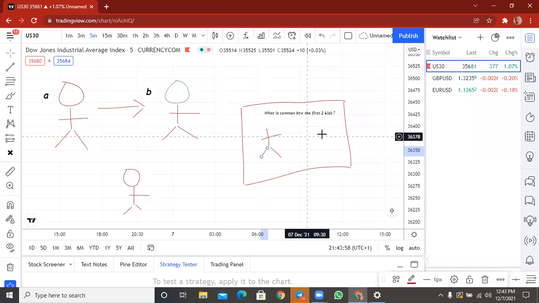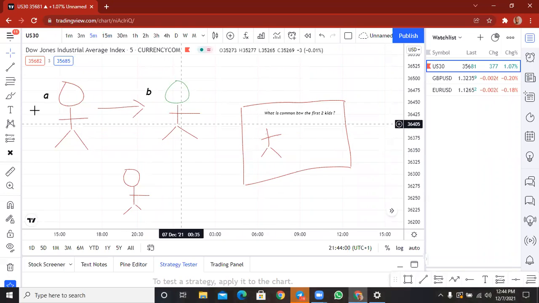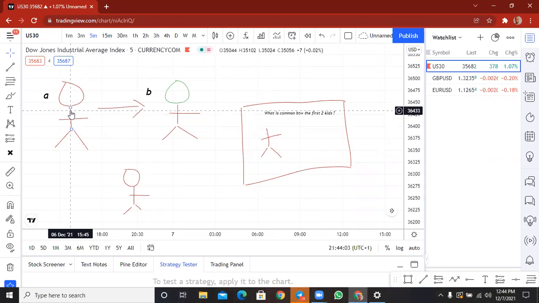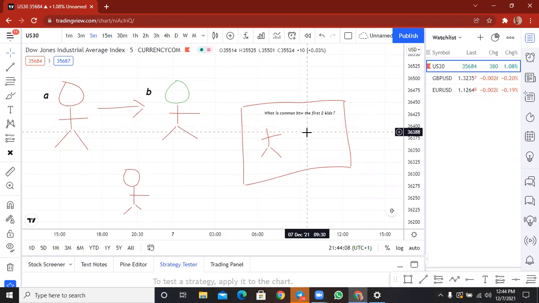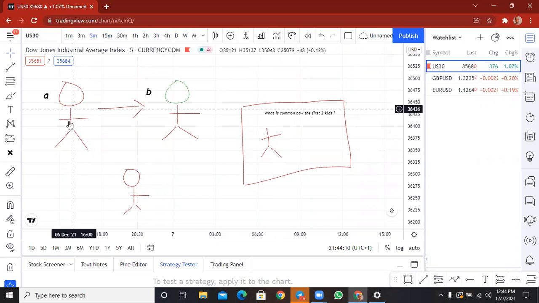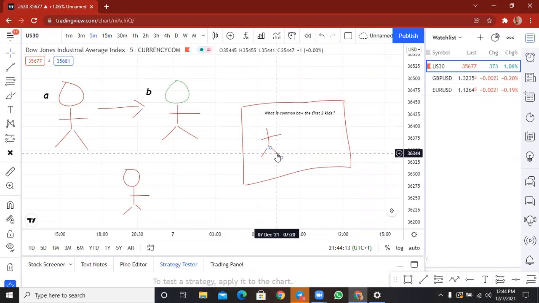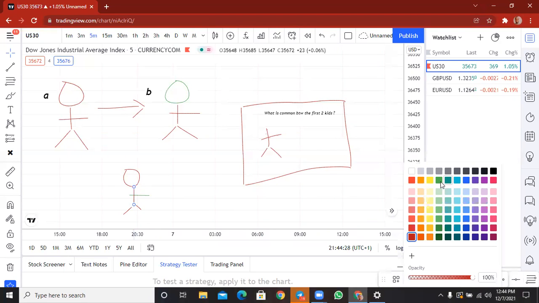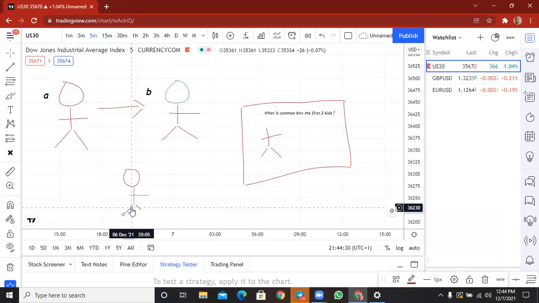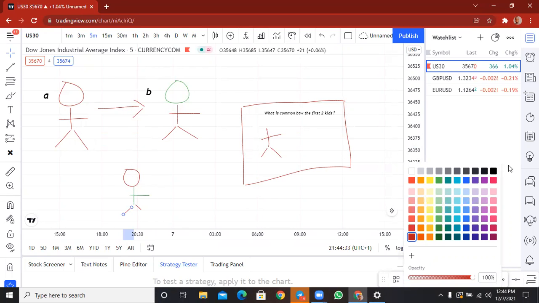So what do these kids have in common? This is what they have in common because they got their body this way and this way too. A body, a cross hand, and two legs, all colored red. That's what's common between these two kids. All right, good. So right here we have kid C. I'm going to be drawing his hand, his body green. So you're going to tell me what's common between A and C.